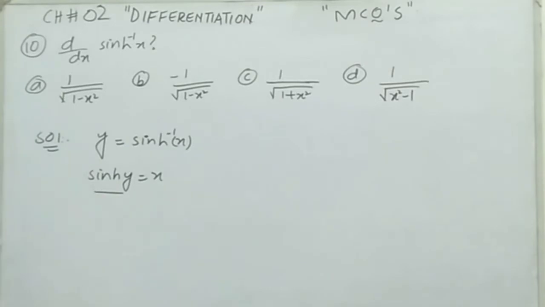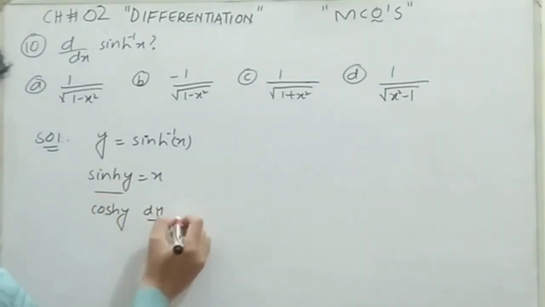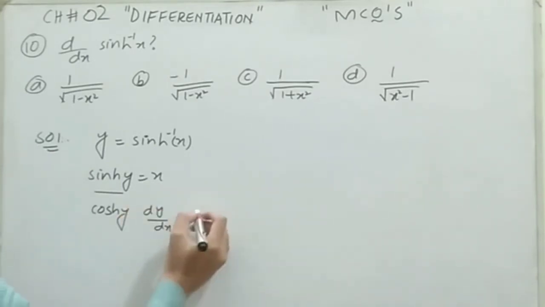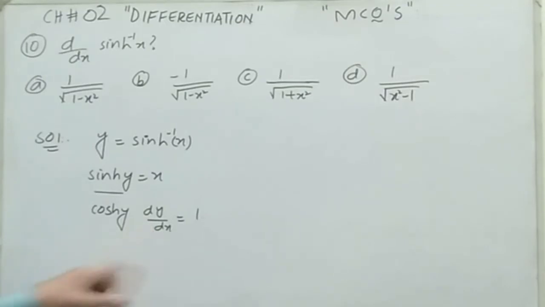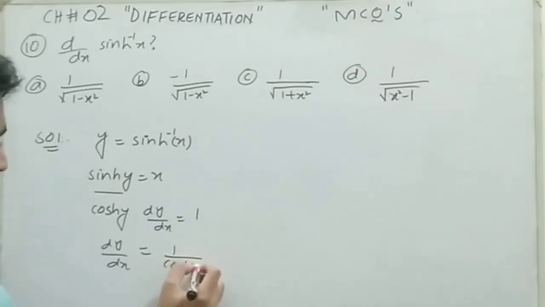You know that the derivative of sine hyperbolic y is always equal to cos hyperbolic y. But the function over here is an inner function, y is an inner function, so we can write dy by dx, and the derivative of x with respect to x is 1. Now after this, we know that dy by dx will be equal to 1 divided by cos hyperbolic y.